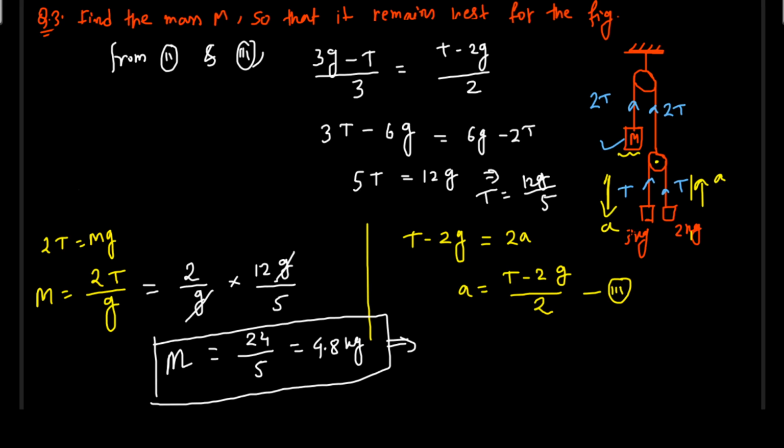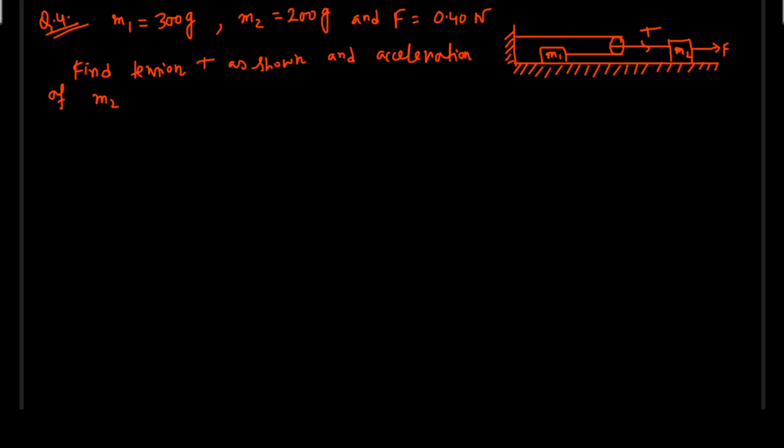So now let me move to the next question, and probably the last question for this class. What we have to find out here: masses M1 and M2 are given. One is 300 gram and another is 200 gram, and the force is 0.4 Newton. Find the tension T and the acceleration of M2.